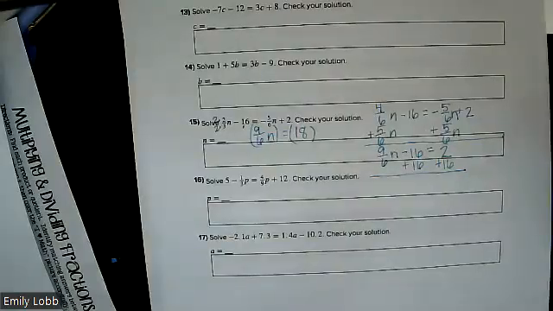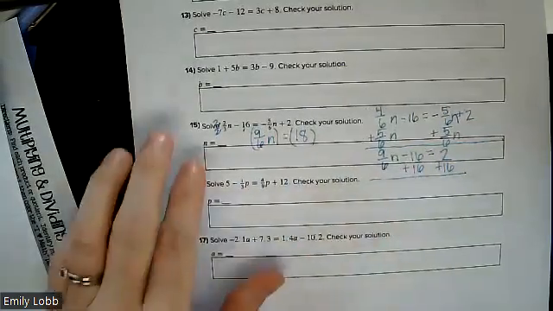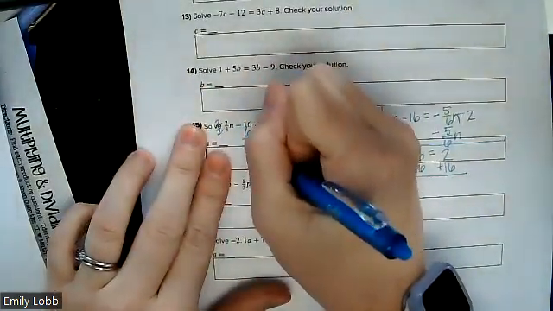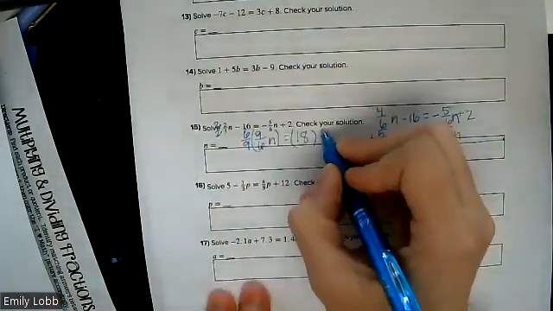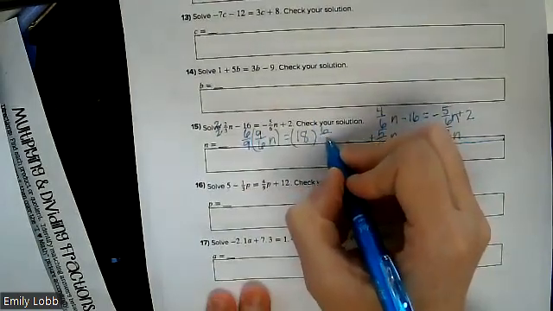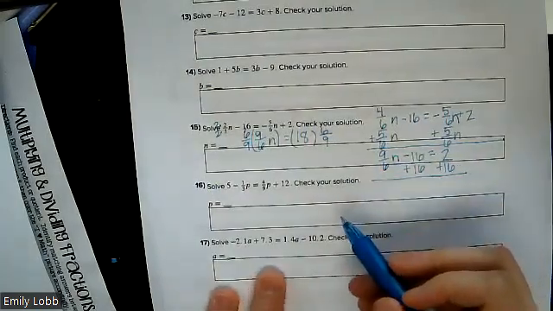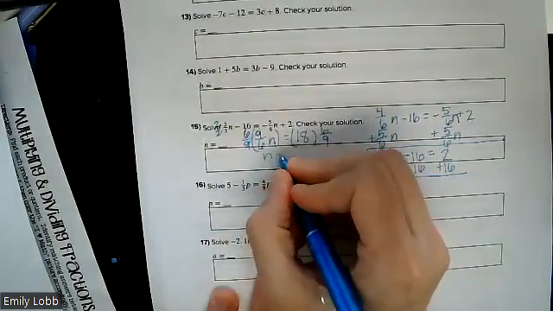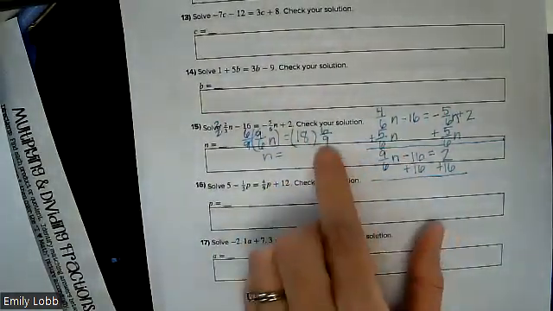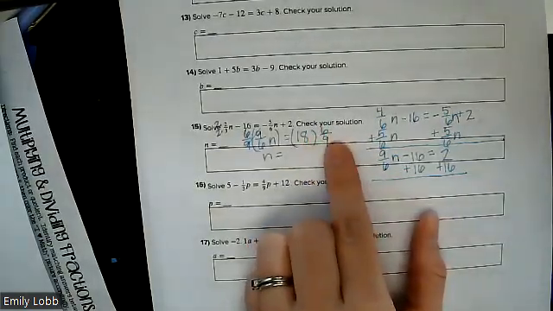The reciprocal of 9/6 is 6/9. So if I multiply the left by that, I have to multiply the right by that. These cancel out and I'm left with n over here. Now remember, this is like 18 times 6 divided by 9.